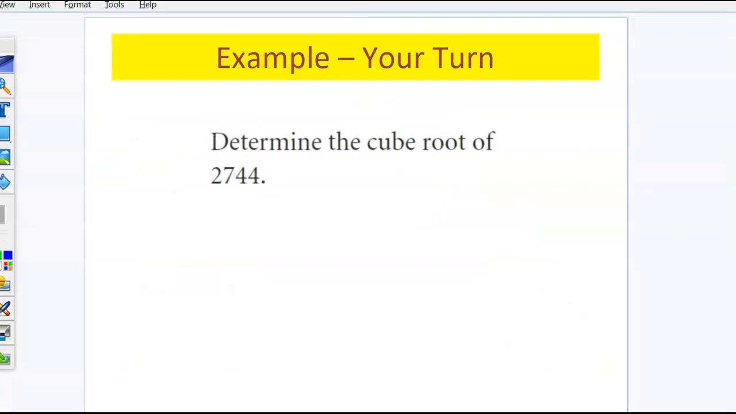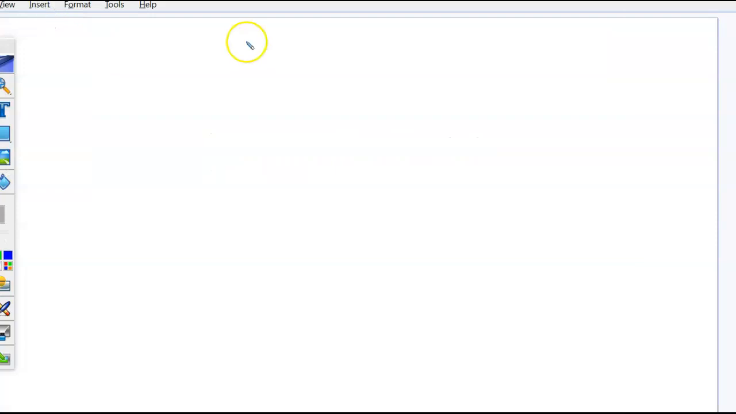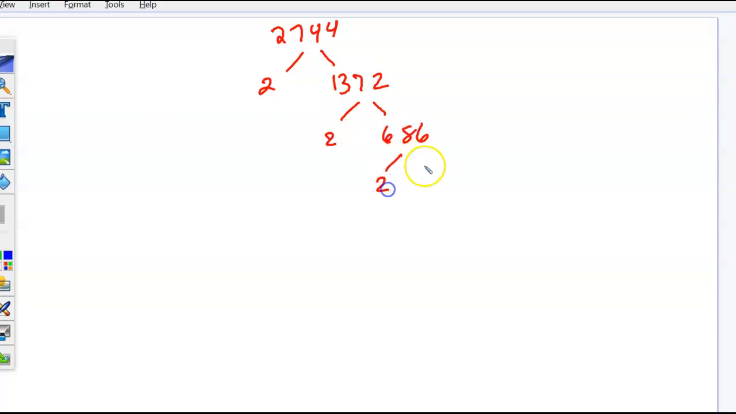Okay, I want you to pause the video and give this one a try on your own. Okay, hopefully you've had a chance to try that one. So now let's take a look at the cube root of 2744. Again, we're going to break this down into 2 times 1372, which breaks down into 2 times 686, which is 2 times 343.